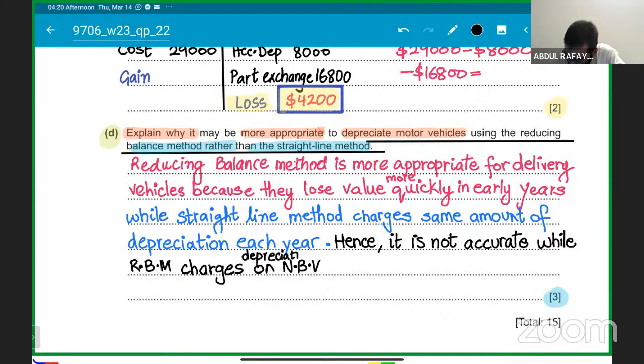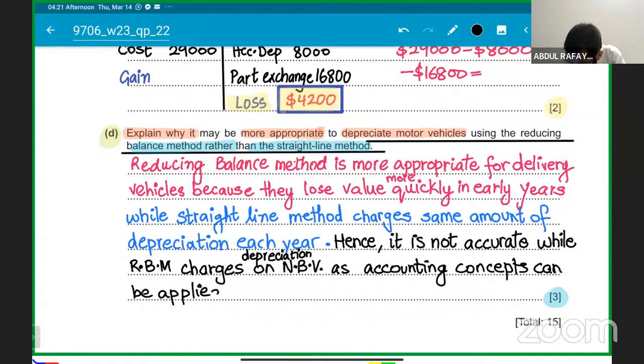While the reducing balance method charges depreciation on net book value, more realistic figures can be calculated, relevant to accounting concepts as well. We use reducing balance also so that the accounting concepts are maintained. You are using the consistency concept, and it makes the profit figures accurate. There will be no overestimation or underestimation, no understatement of profits. So we can write that accounting concepts can be applied, and profits will not be overstated or understated.